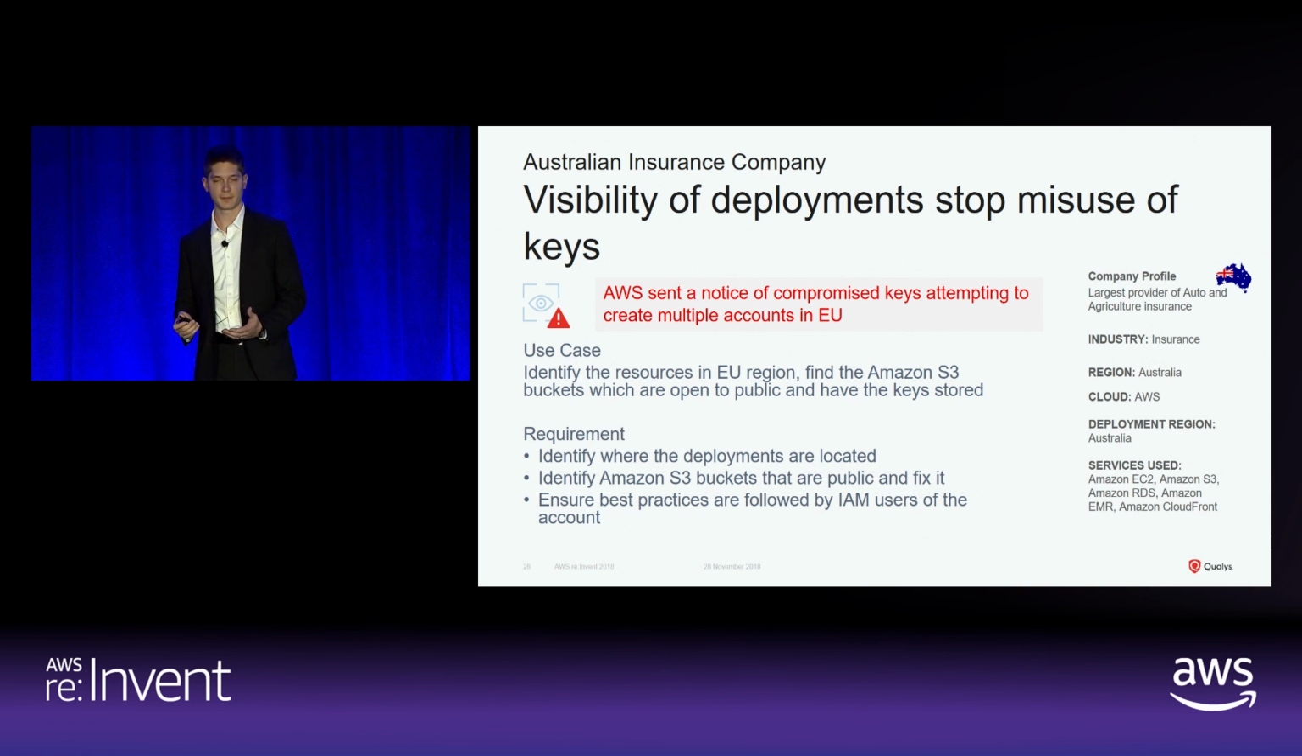They needed to identify where their deployments are supposed to happen. Is it supposed to happen in the EU region? Turns out it's not. They needed to determine what S3 buckets were publicly readable. They needed to be able to fix that. They needed to be able to ensure best practices were being followed for their IAM users and their keys.